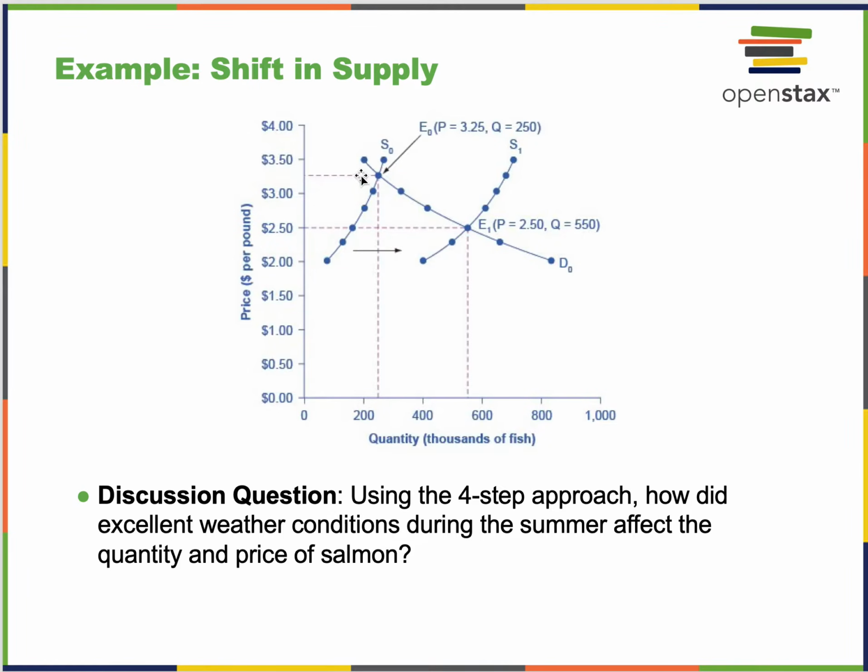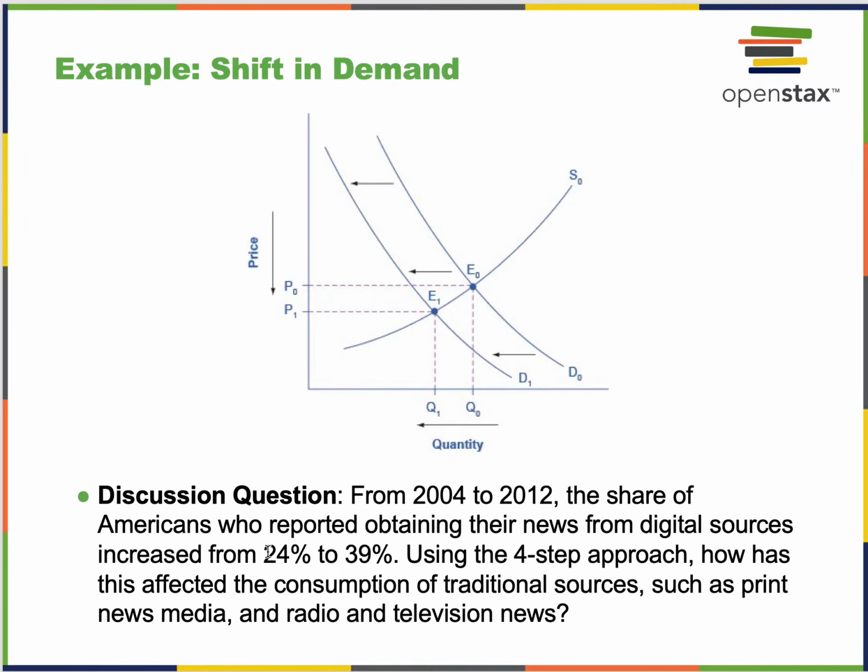So there's more. It's cheaper to get, as the population of fish increased. Obviously the producers are willing to sell it for less because they have an abundant amount, and the consumers win in this situation. So here it is. Supply shifted up, demand stayed the same, quantity went up, and price went down. And we're going to summarize these in class next time when we meet. So we use the 4-step method. How did excellent weather conditions during the summer affect the quantity and price of salmon? I think we just explained that.